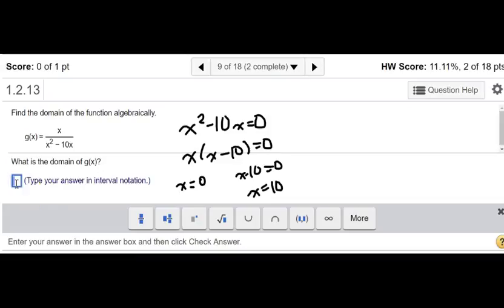So my answer in interval notation would be starting from negative infinity and going all the way until I hit the number 0, but then I can't include 0. And then I want to get the numbers in between 0 and 10. So I say from 0 to 10, but not including the endpoints. And then I have all of the numbers bigger than 10. So another union, 10 to infinity. It seems like a lot, but basically we've just said all of the numbers except 0 and 10.